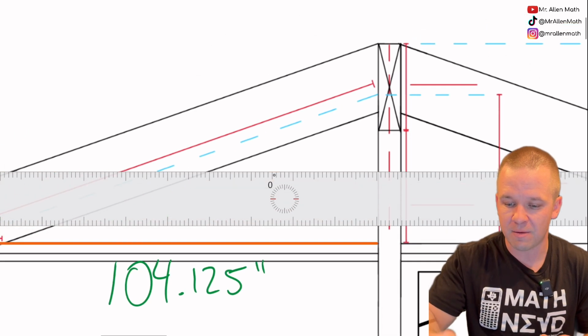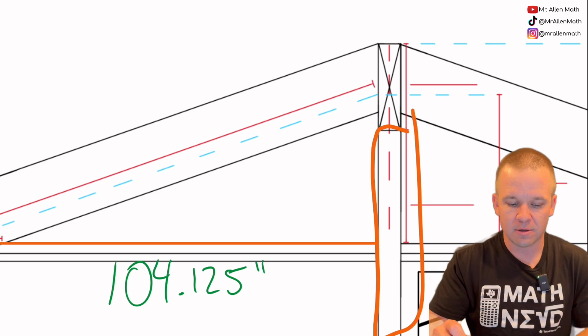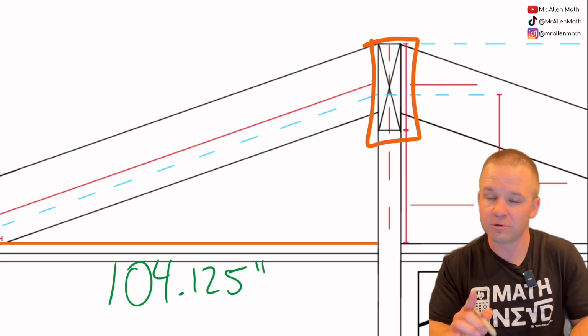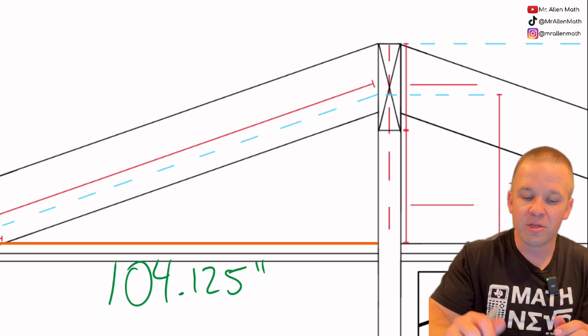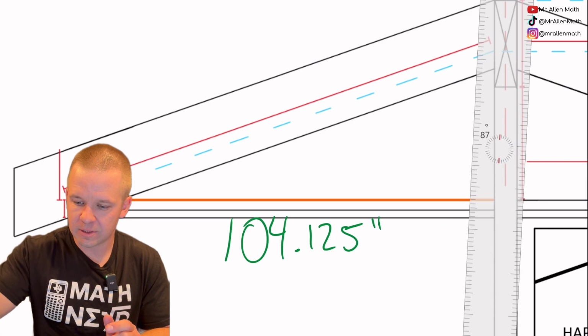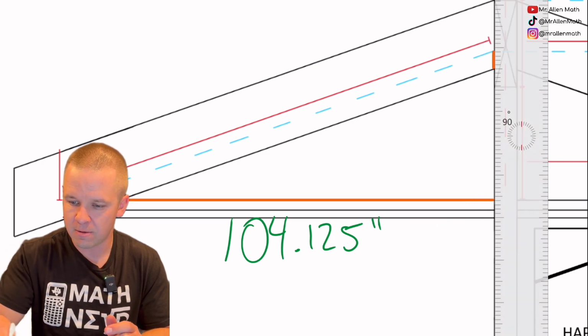Okay, my post that I'm talking about is this guy right here. This is the post, all right? And my ridge is this part right up here. Okay, that's my ridge. So just in case you were a little hazy on the vocabulary, I got you. Next, the vertical guy. Let's get that at 90 degrees. Lovely. We're going to this spot right here.